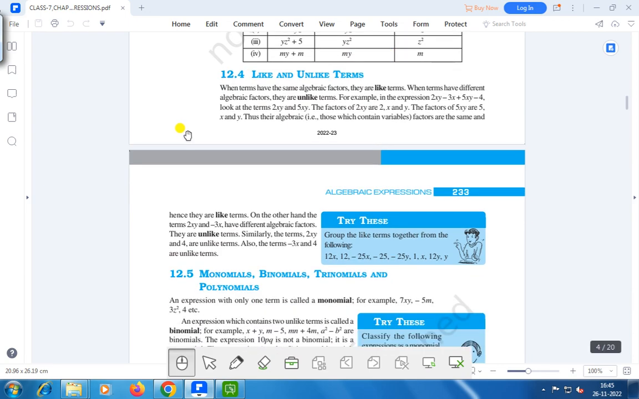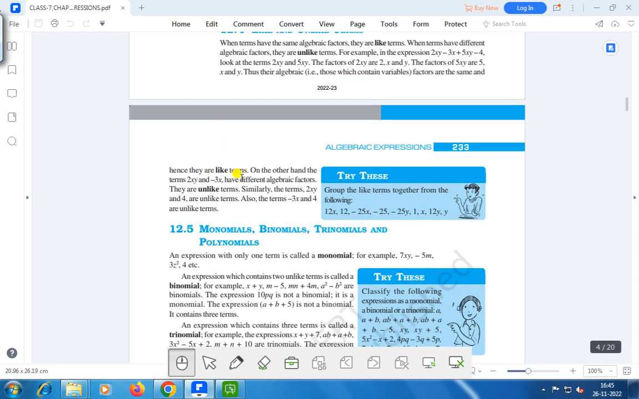Like and unlike terms. When terms have same algebraic factors, they are called like terms. When terms have different algebraic factors, they are unlike terms. For example, in the expression 2xy minus 3x plus 5xy minus 4, look at the terms 2xy and 5xy. The factors of 2xy are 2, x and y. The factors of 5xy are 5, x and y. Thus their algebraic factors, that is those which contain variables, are the same, and hence they are like terms.